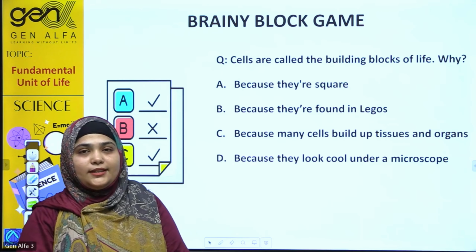Can you eliminate the wrong answers, students? Only one answer is correct here. Look, option A: because they are square. Is it possible? No, I told you that cells have different shapes and sizes. So this is not the option. Because they are found in Legos. Legos are colorful blocks. No, Legos is a non-living structure, so it is not found in cells.